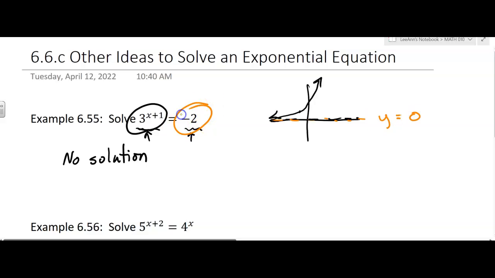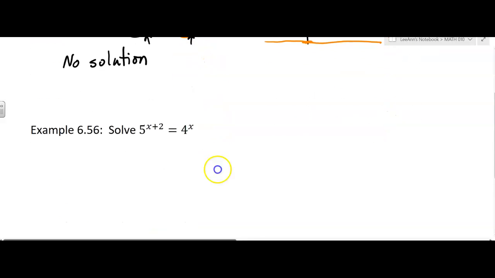Well, where is negative 2? Negative 2 is way down here, and that's not going to ever cross our graph, right? So there's no solution here. I mean, you could draw a horizontal line at negative 2, but that's not going to intersect the 3 to the x plus 1 curve. Okay, so that's that idea.